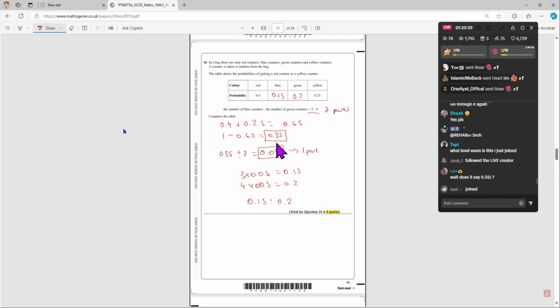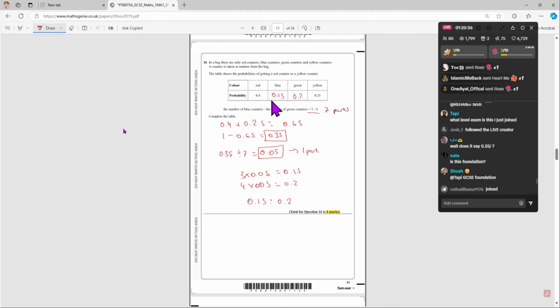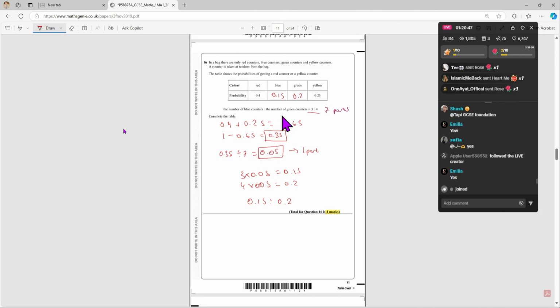So we know that the probability of blue to the probability of green is going to be 0.35. To calculate the probabilities individually, we have to share 0.35 into 7 parts, okay? So we have to work out what 1 part is. 1 part is going to be 0.35 divided by 7 to get 0.05, which is 1 part of our ratio. And then we're going to share it into our ratio. We're going to do 3 times 0.05 to get 0.15, and then 4 times 0.05 to get 0.2.